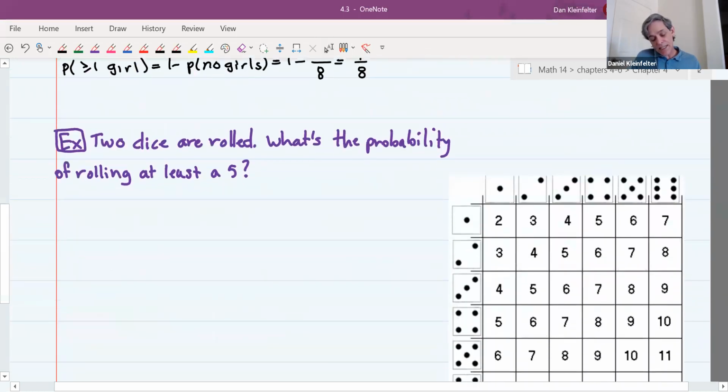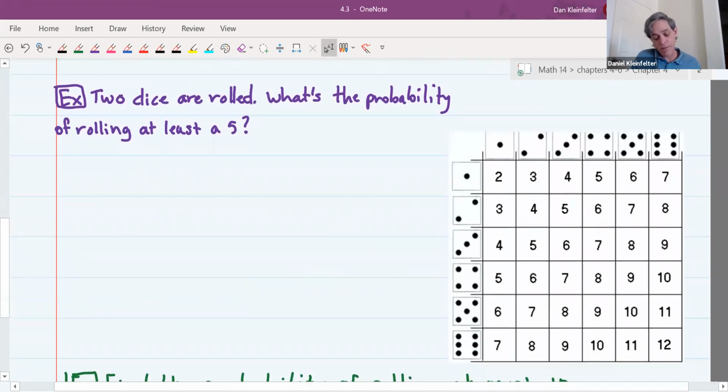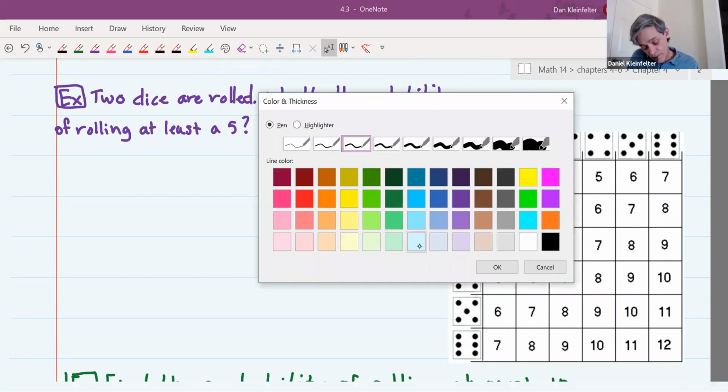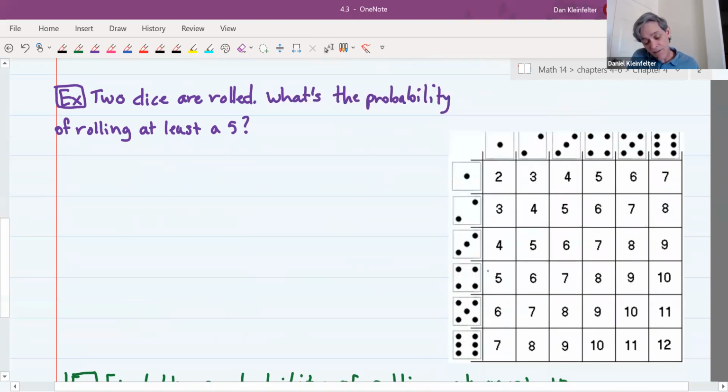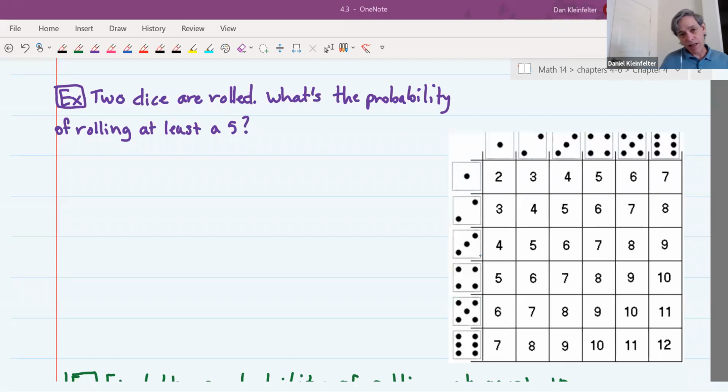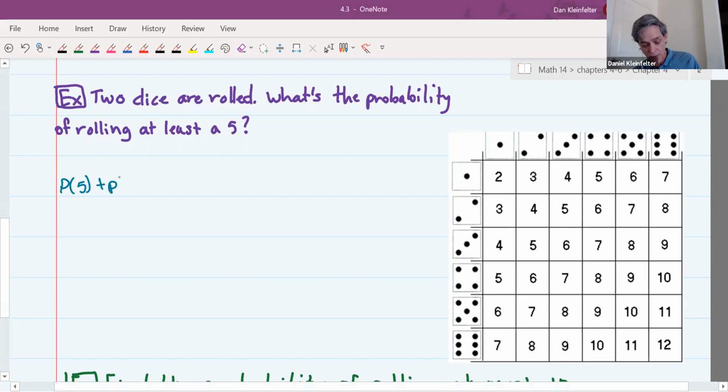Okay, so for the next example, we're going to roll some dice. The story is 2 dice are rolled. We want to know the probability of getting at least a 5. If you're going to roll at least a 5 using 2 dice, then you could roll a 5, 6, 7, 8, 9, 10, 11, or 12. If we were going to look at it that way, we'd have to figure out the probability of getting a 5 plus the probability of getting a 6, plus the probability of getting a 7, up to the probability of getting a 12, and then add together all those probabilities.